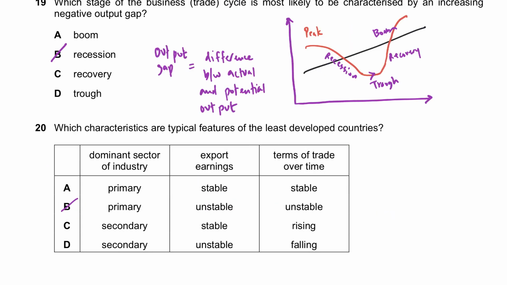In number 20, they ask which characteristics are typical features of a least developed country. Well, in a least developed country, we would predominantly see a primary sector, agriculture, that is. Export earnings will definitely be unstable, and terms of trade will also be unstable because your exports and imports will be subject to a lot of uncertainty, especially if you are exporting agricultural goods. There could be different changes in prices that can affect your terms of trade.